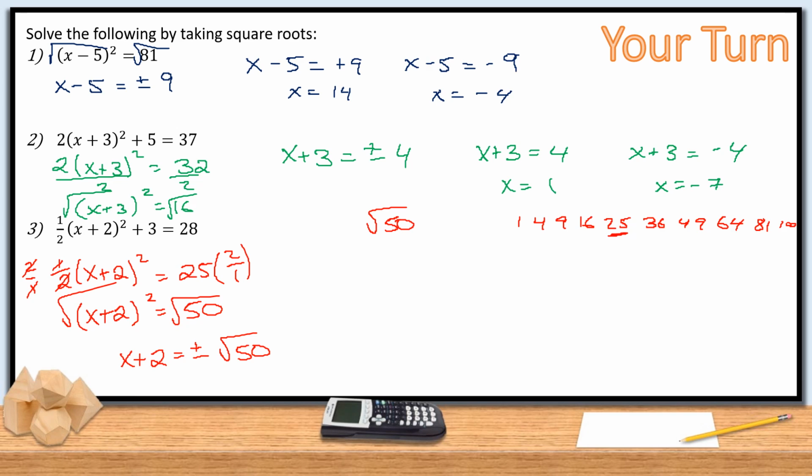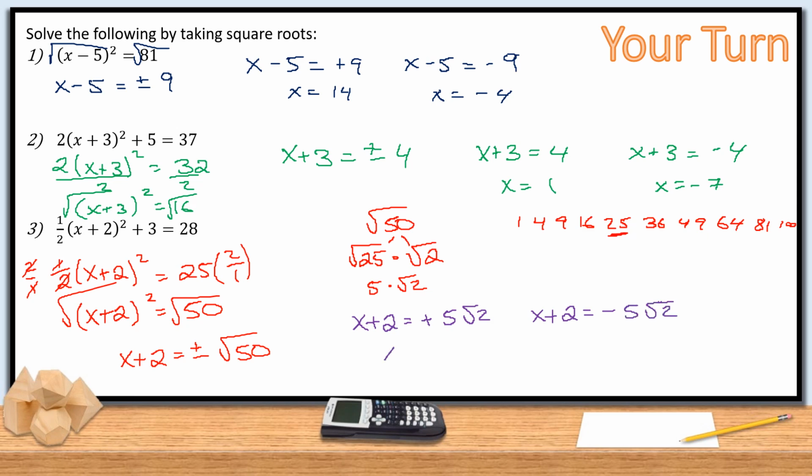So you can split a radical into its factors. So that would be root 25 times square root of 2. So root 50 splits into its factors, root 25 and root 2. And the square root of 25 is a whole number. It is 5. So it's going to be 5 times square root of 2. So this is called simplest radical form. So going back to the question we were working on, we're going to say x plus 2 is equal to positive 5 root 2, and x plus 2 is equal to negative 5 root 2.